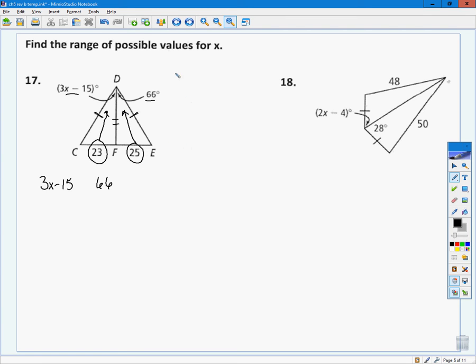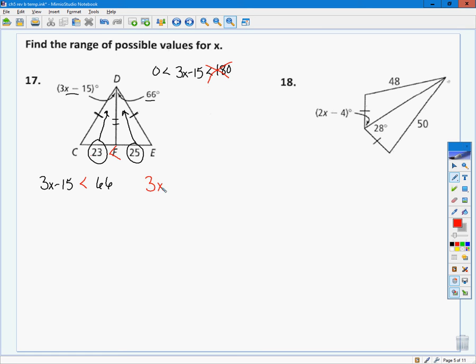The other part of this inequality comes from the fact that any angle, 3x minus 15, has to be bigger than 0, but it has to be less than 180 degrees. And we determine which part of this we use after we get this set up. 66 is across from 25. 25 is bigger than 23, so the 66 is bigger than the 3x minus 15. Since I compared 3x minus 15 being less than something, that eliminates this part of the inequality.